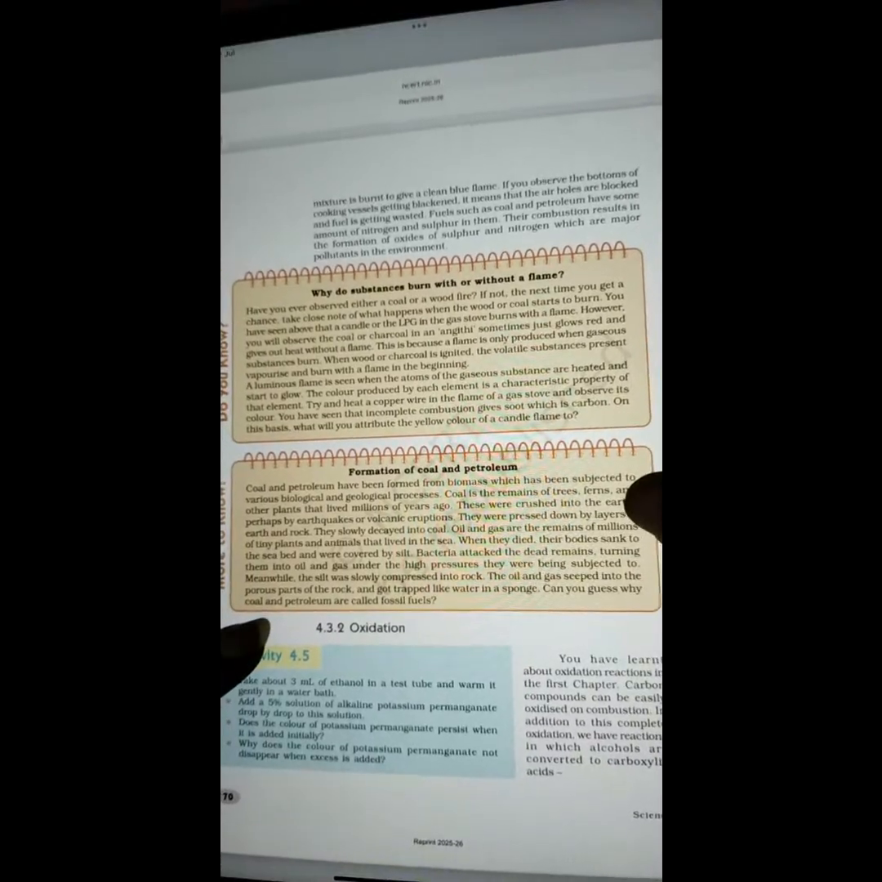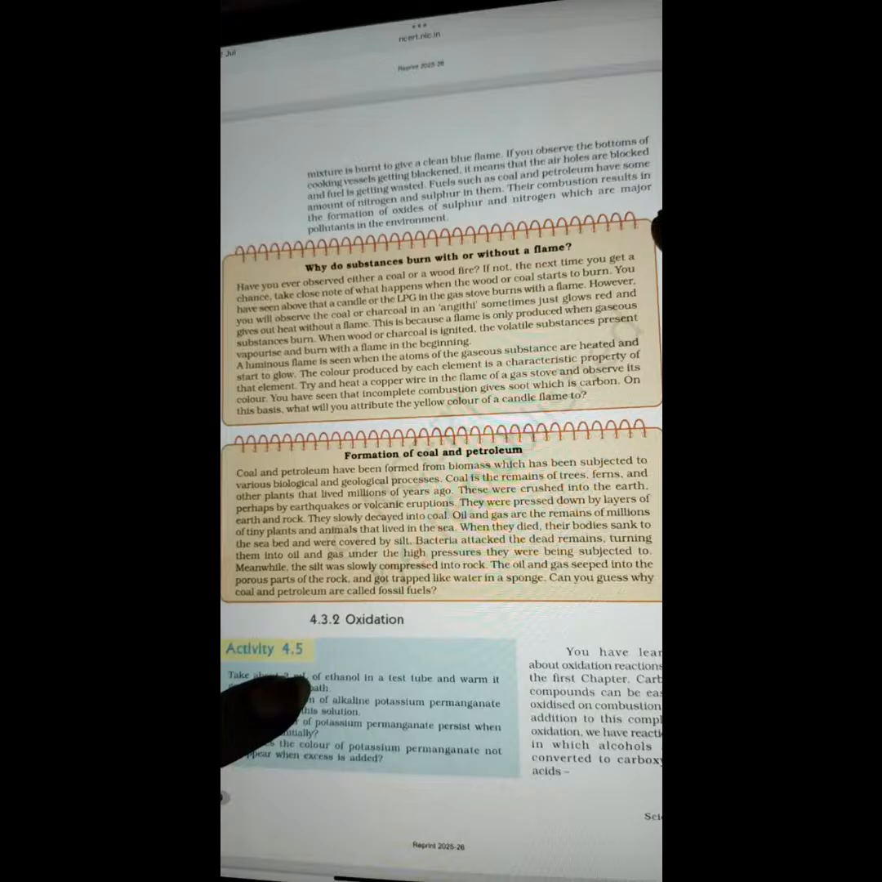Formation of coal and petroleum. Coal and petroleum have been formed from biomass which has been subjected to various biological and geological processes. Coal is the remains of trees, ferns, and other plants that lived millions of years ago. These were crushed into the earth perhaps by earthquakes or volcanic eruptions. They were pressed down by the layers of earth and rock.